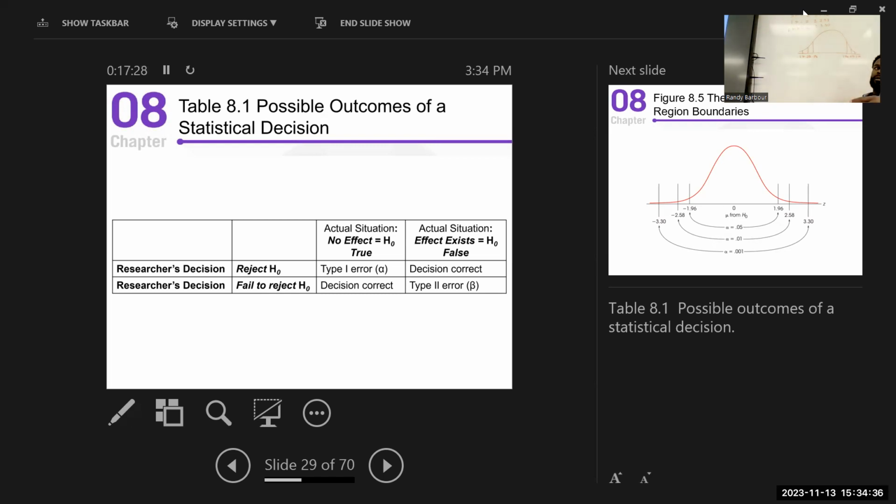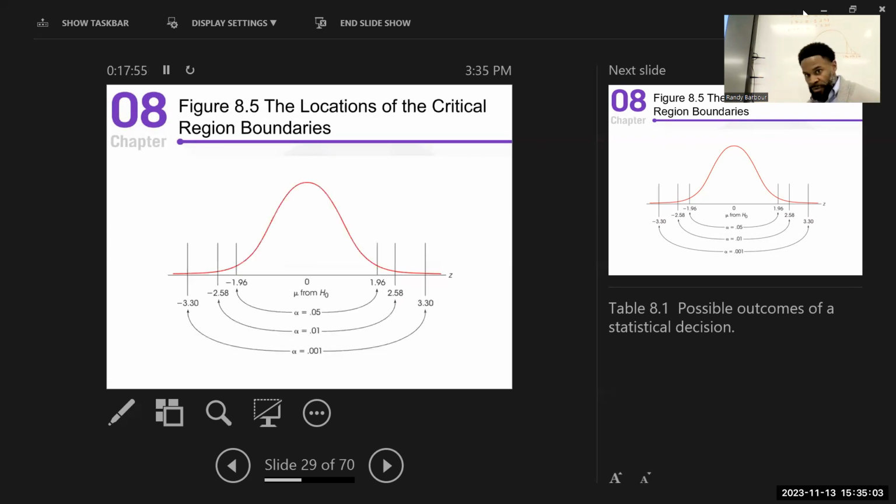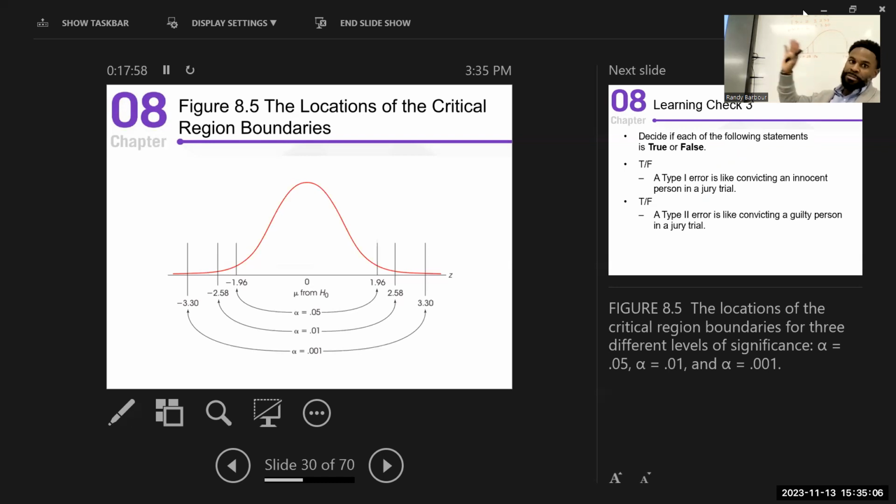Questions about type 1 error, type 2 error? Just know: type 1 error is when you reject the null hypothesis and the null hypothesis is true. Type 2 error is when you fail to reject the null hypothesis. That means you say there's no difference, but there actually is a difference. All right, so here are our boundaries for our critical regions that I mentioned here. Those are our boundaries.